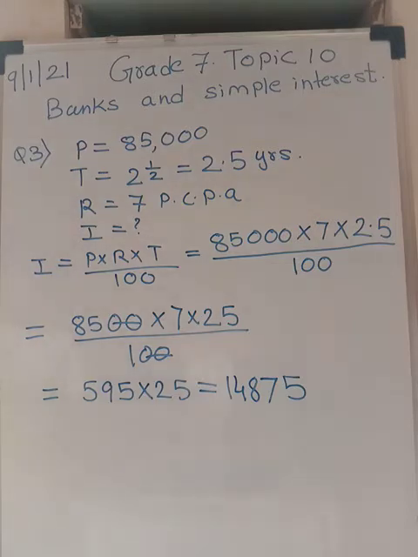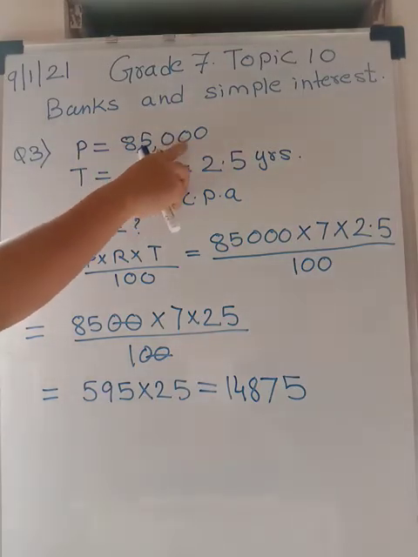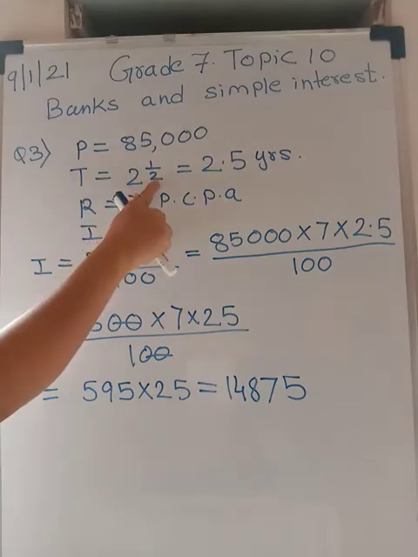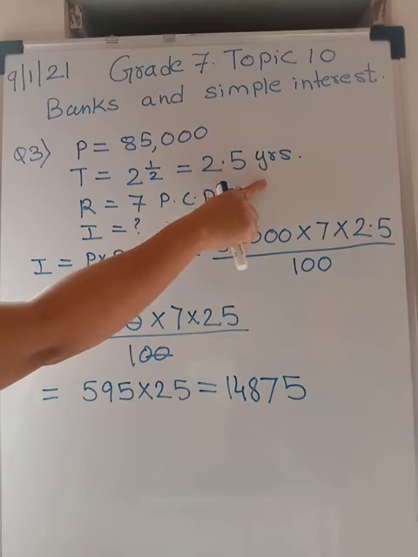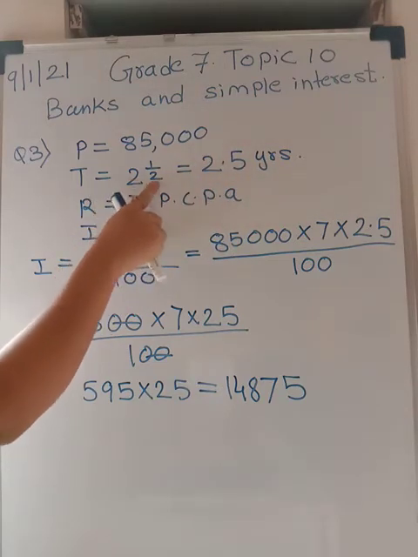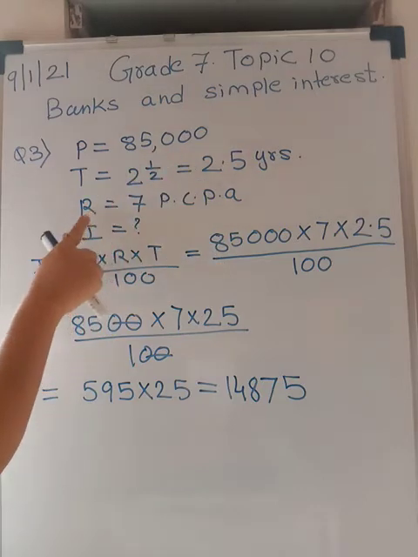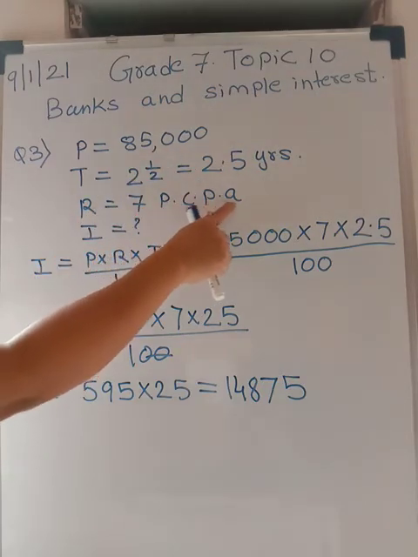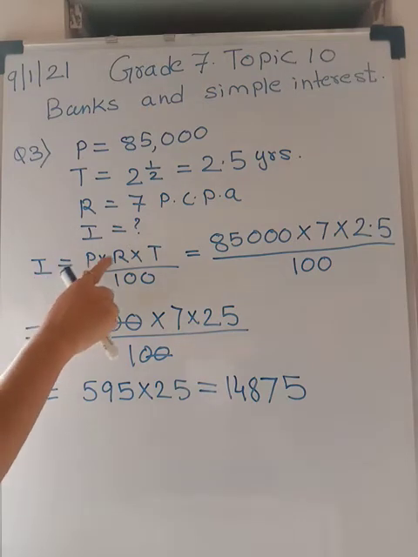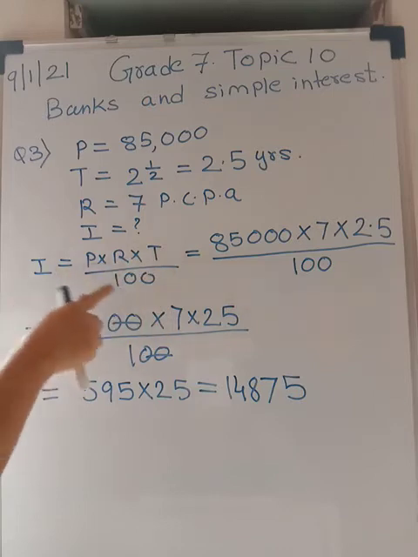Now let's write what is given. Principal amount is 85,000. Now time is always in years. 2.5 is nothing but 2.5 years. This will be easy for calculation. So whenever it is 2.5, you write 2.5. Rate is 7 percent per annum. And interest we have to find out. We have the interest formula, simple interest. It is principal into rate into time upon 100.